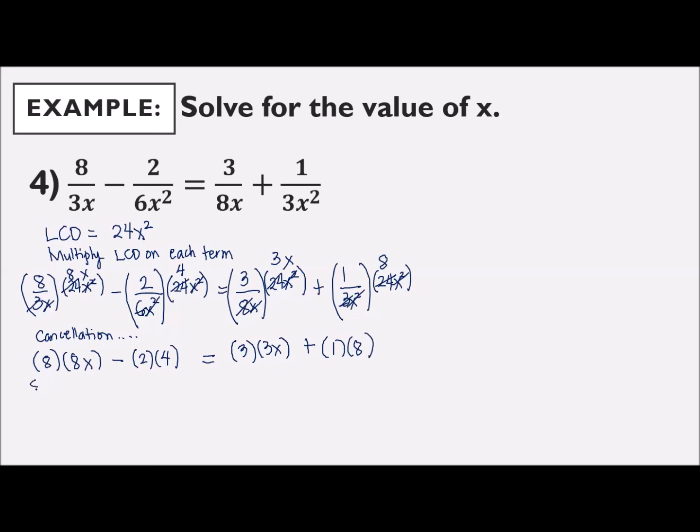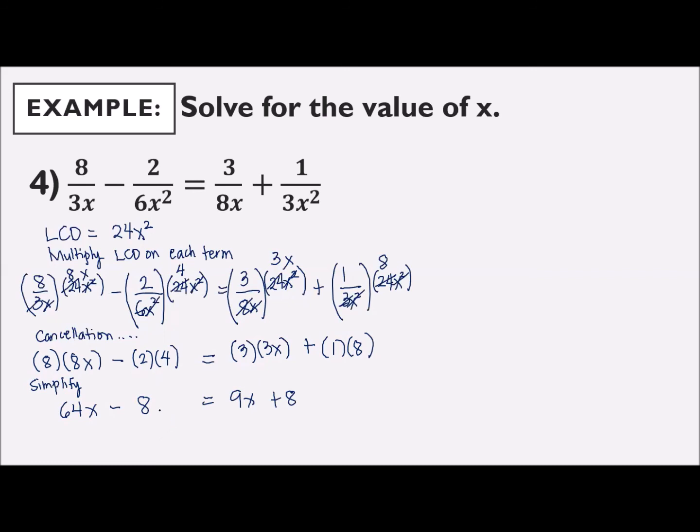And then, simplify. Kayang-kaya nyo na to. 8 times 8x is 64x. 2 times 4 is 8. And then 3 times 3x is 9x. Then 1 times 8 is 8.